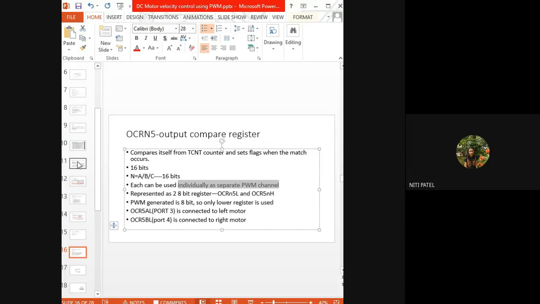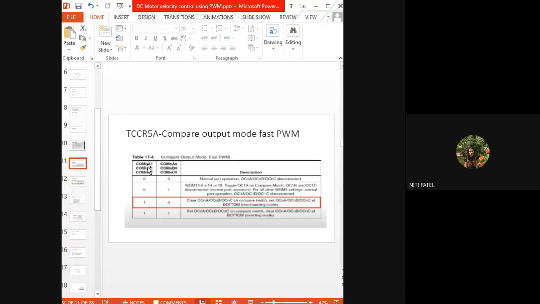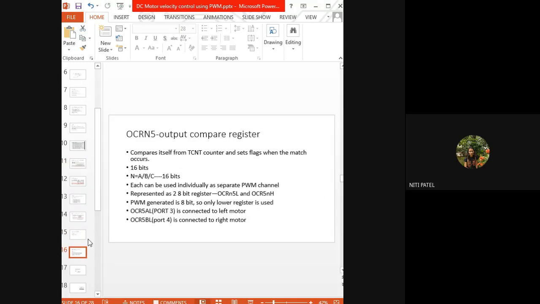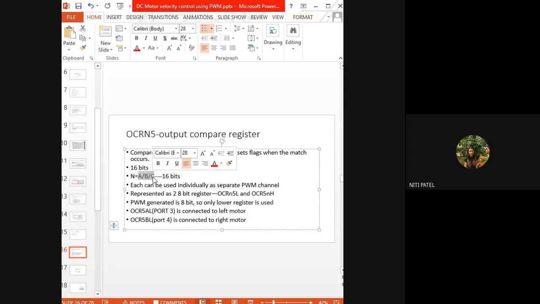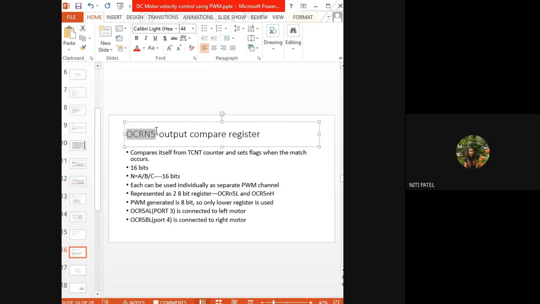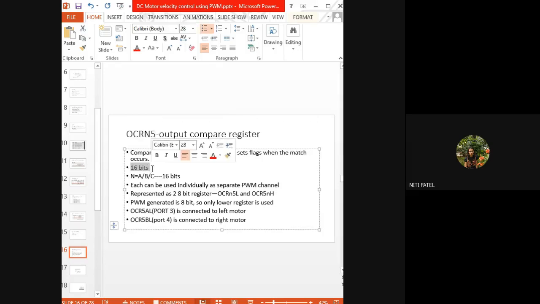So कैसे हमारे पास रजिस्टर A के पास जो 3 चैनल थे ABC. Similarly, your OCR also has 3 channels A, B and C which are of 16 bits. Either you use them together or you use channel only A, channel only B or channel only C. Now this register is divided into 2, lower bits and higher bits. So since it is of 16 bits, lower 8 bits are represented as OCRnL and the higher 8 bits are represented as OCRnH.